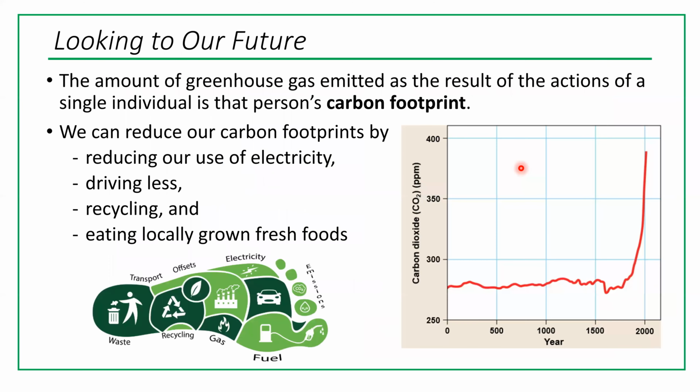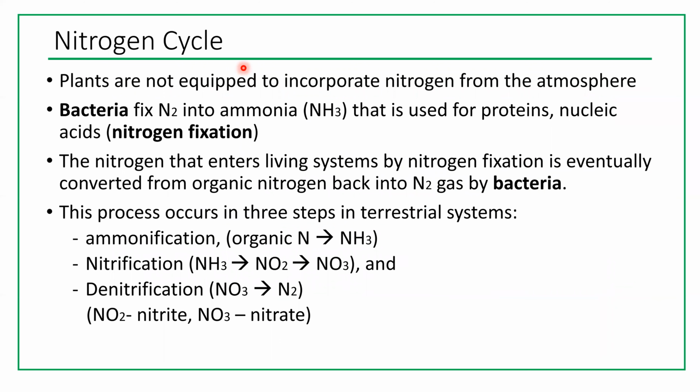But when we're talking about nitrogen cycle, it is not possible without bacteria, right? Even plants are not equipped to incorporate nitrogen from the atmosphere. We have bacteria that fix nitrogen into ammonia, and ammonia is used for proteins, nucleic acid, and we call it nitrogen fixation, all right?